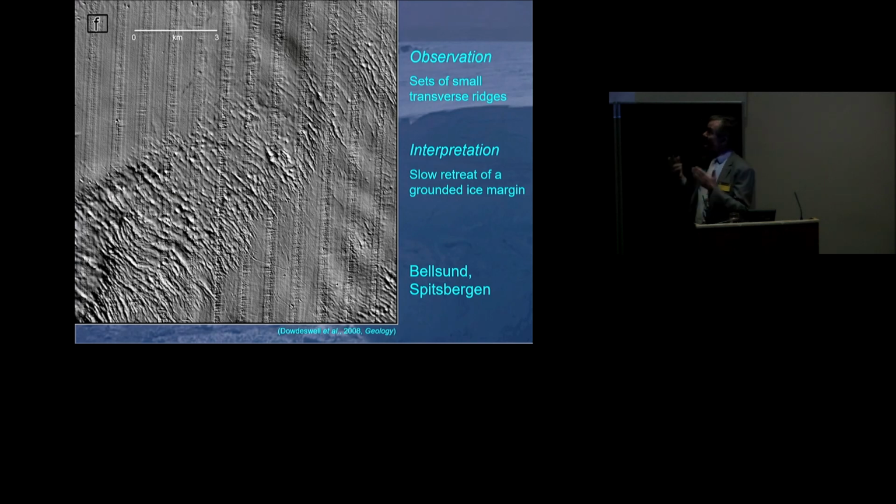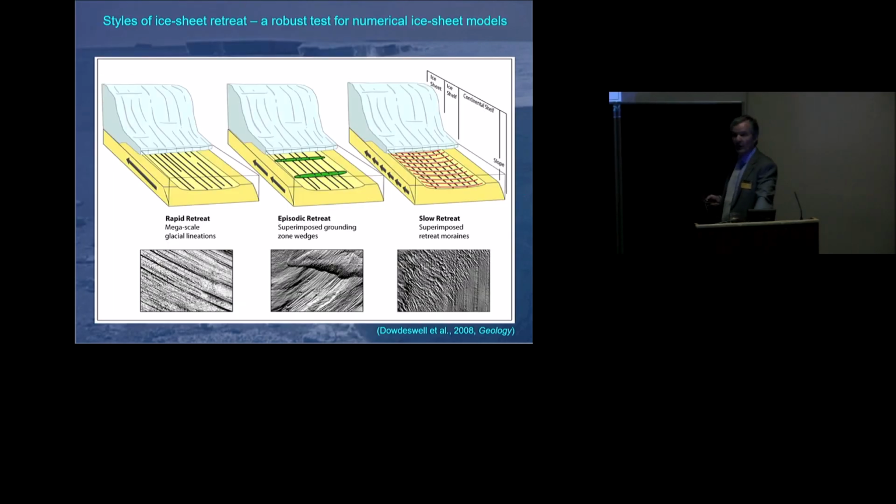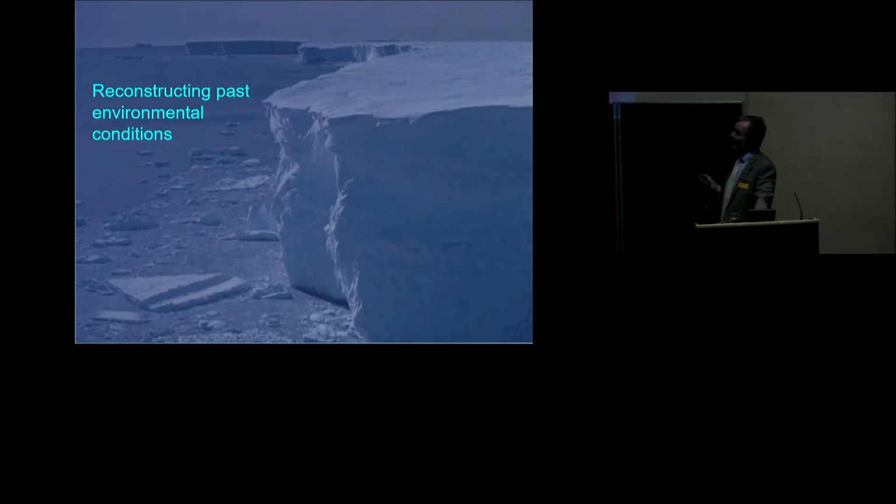And the challenge again for numerical models is, can they do the same? And the answer at the moment is no. And we, of course, and a number of labs around the world are trying to find the answer to why. And that is to understand better the basal boundary condition and the paleohydrology of ice sheets. And so we can use a model such as this, a simple block diagram: streamlined features, rapid retreat, episodic retreat where we have the very large grounding zones, and slow retreat indicated by superimposed retreat moraines.